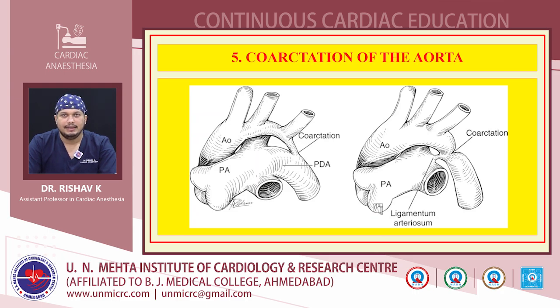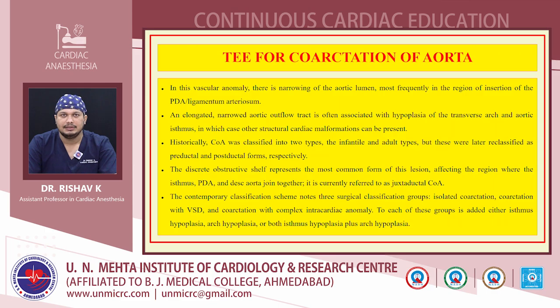Now coming to the next lesion, that is coarctation of the aorta. So coarctation of the aorta can be of different variants. In this vascular anomaly, there is narrowing of the aortic lumen, most commonly in the region of insertion of the PDA or the ligamentum arteriosum. An elongated, narrowed aortic outflow tract is often associated with hypoplasia of the transverse arch and aortic isthmus, in which case other structural cardiac malformations can be present.